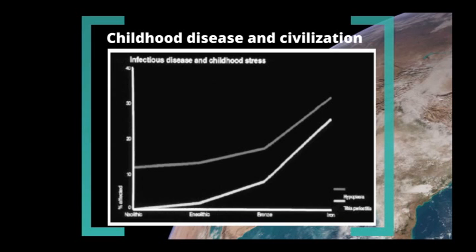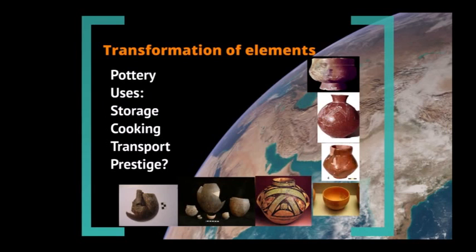We see, for the first time, transformation of the elements. So you see pottery as a great example. The uses of pottery: storage, cooking, transportation, perhaps even social prestige, right? Because look at this piece of very simple pottery relative to this piece of pottery. An artisan, again interesting because that's a specialization, crafted this, painted this, and dedicated a significant portion of sweat equity to develop this. So not just anybody can have that. People of high social class, of high social prestige, are going to have these more ornate potteries. So you see transformation of the elements.